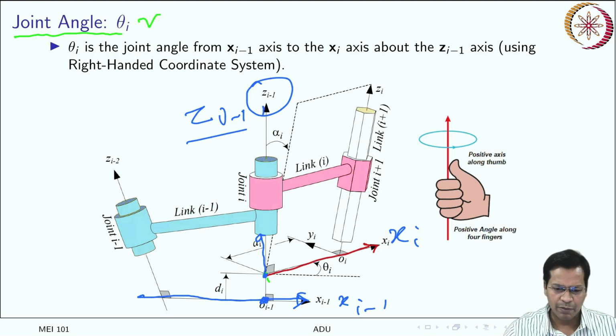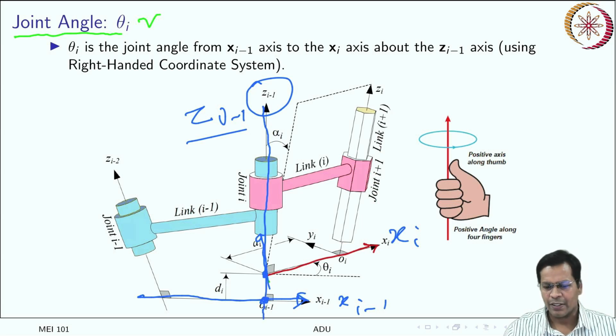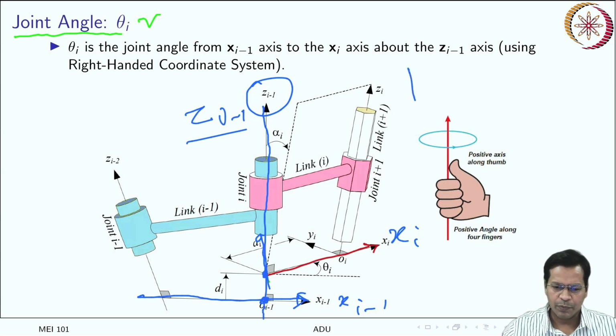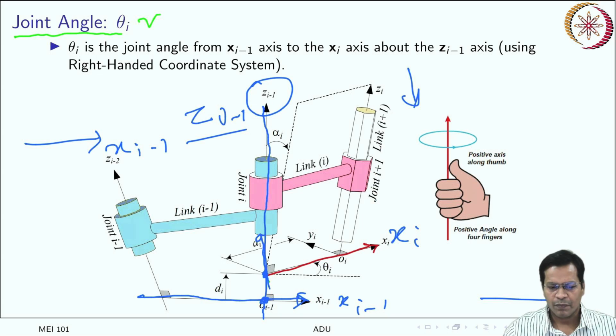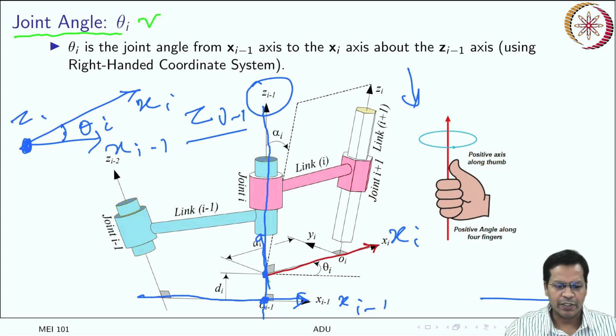So this is your zi minus 1. So this is the line. Okay, so about this line, if you see from the top, there is some angle between xi minus 1 and xi. So this is your xi. So the angle between xi and xi minus 1 is theta i, and this is the point through which zi minus 1 is passing. Okay, so you got it.